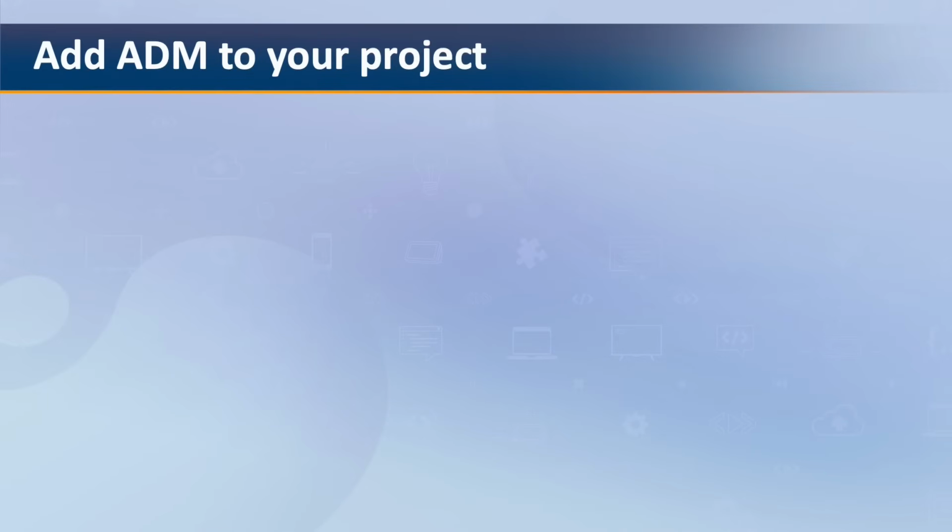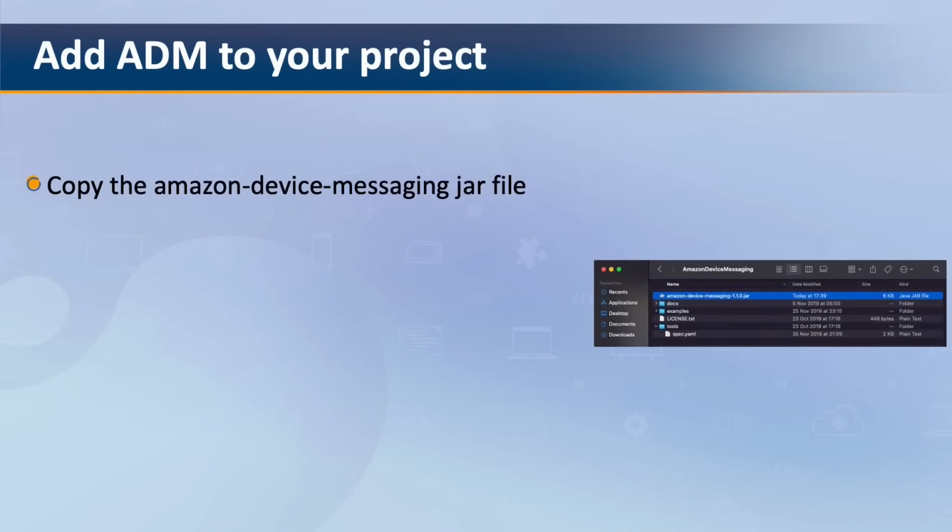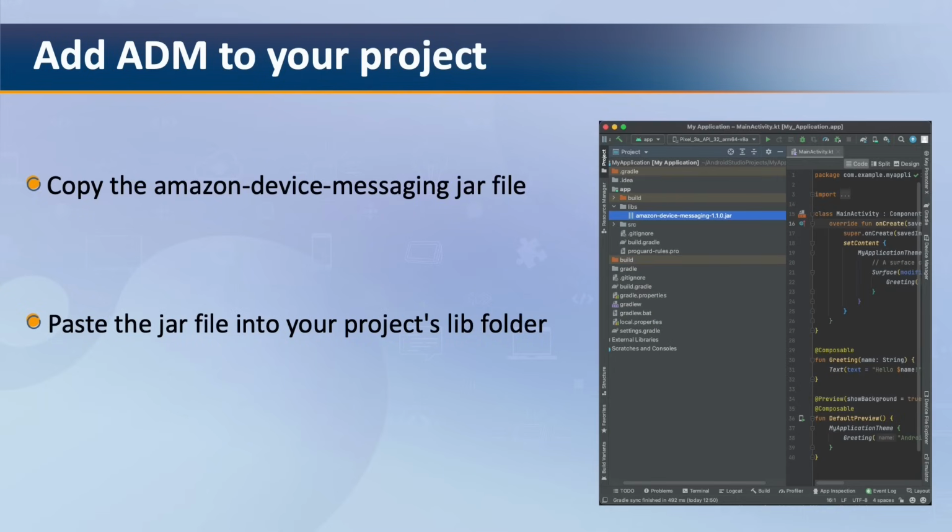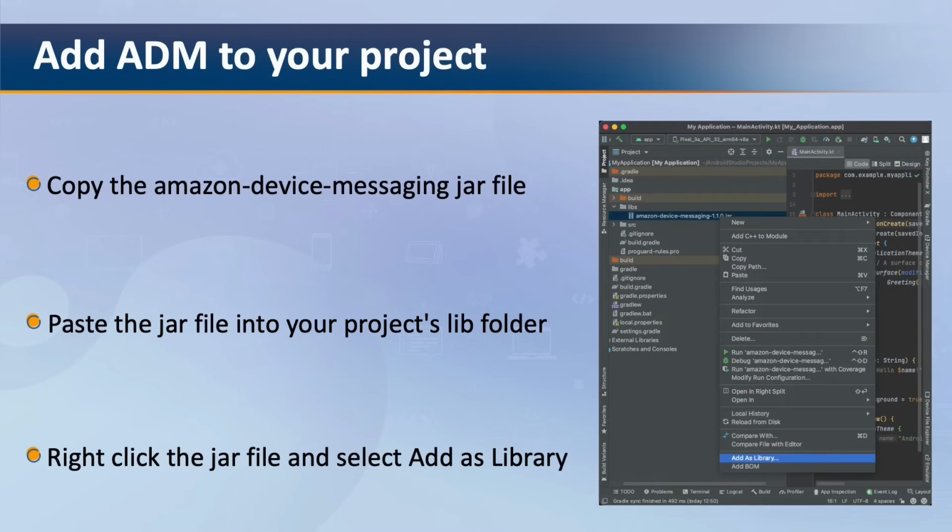To use ADM, we need to add it to the libs folder of our Android project. If we are using Android Studio, we can just copy the Amazon Device Messaging jar file from where we extracted the ADM zip file and paste it into the libs folder. Then right-click the jar file and select Add as Library. This automatically adds the implementation commands to the build Gradle file.